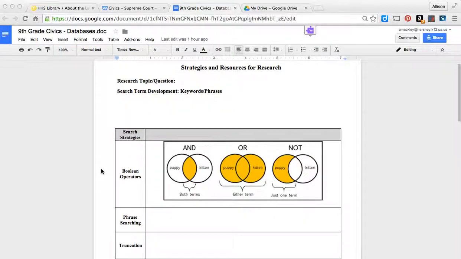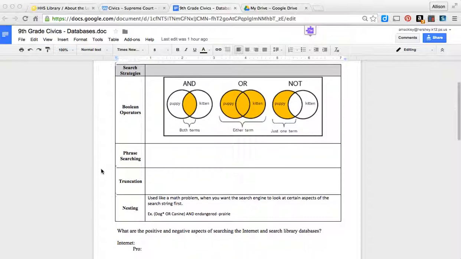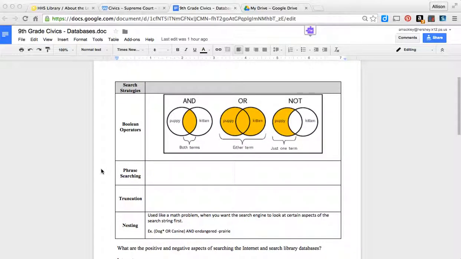There are 4 search strategies that I'd like to share with you or remind you about. The first one, Boolean operators. Boolean operators are really powerful, and it seems like a funny word, but and, or, and not can really help you narrow or widen your research. So the first one is and.